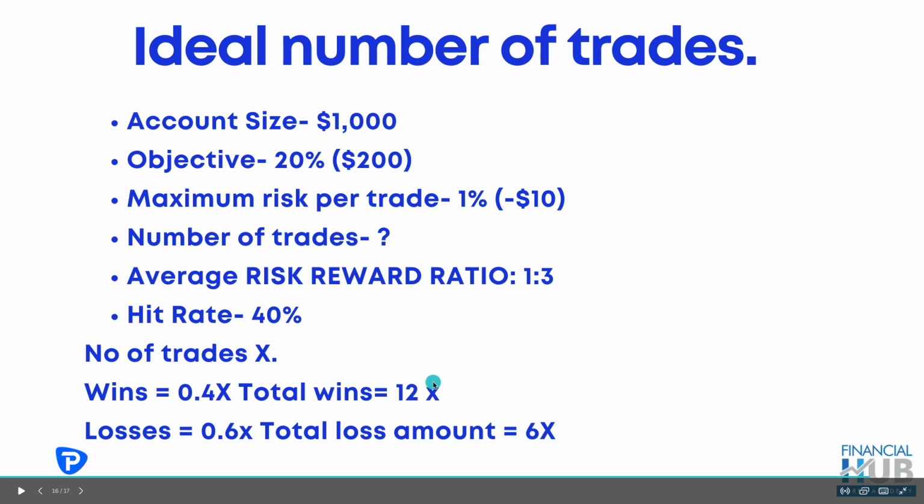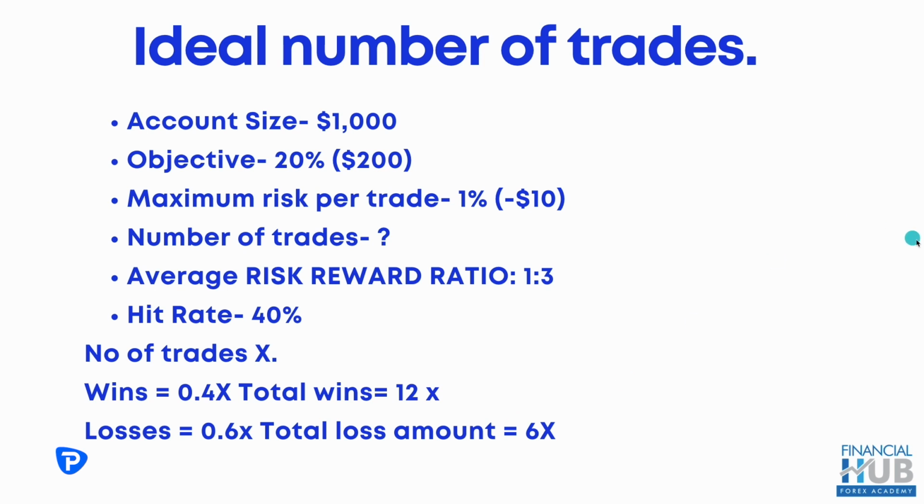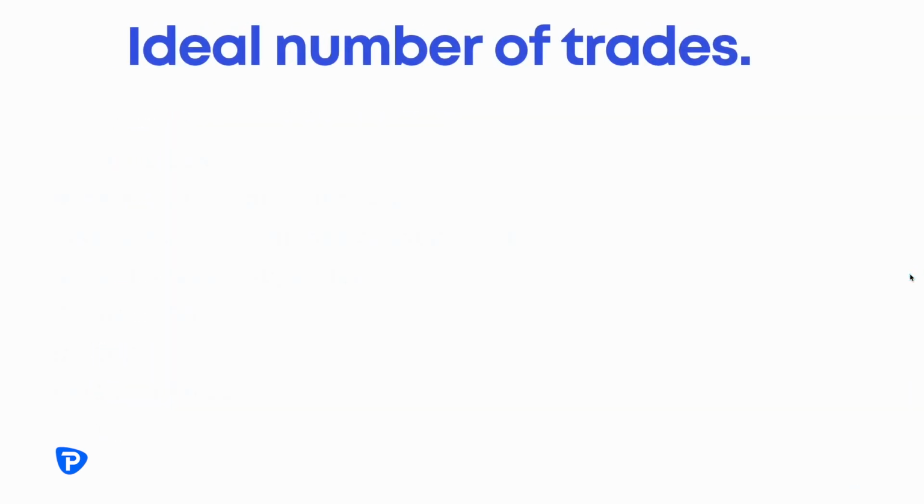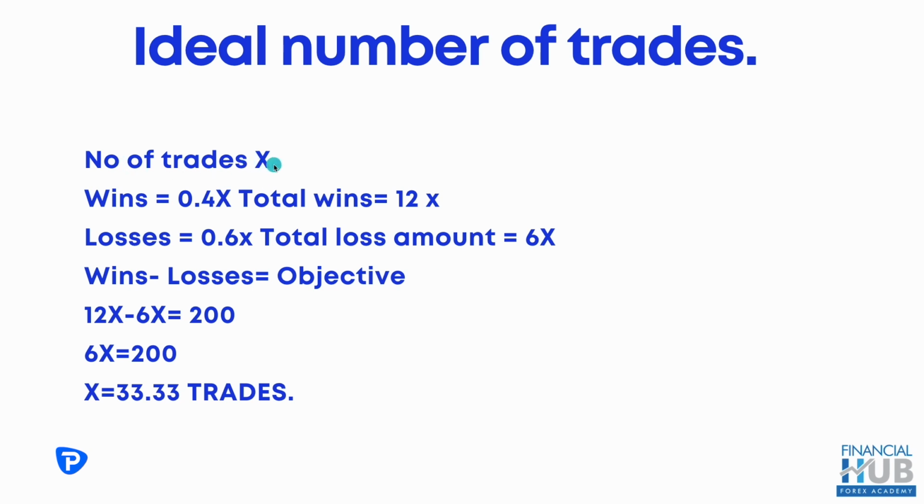So how do I find my number of trades? Of course, 12x, you minus your losses, gives you your objective. So that is always how we find our number of trades. So number of trades is x. Wins, as I said, 12x total wins. Losses, 6x. So win minus loss gives us our objective. So 12x minus 6x should give us $200. So 6x equals $600. X equals 33.33 trades.